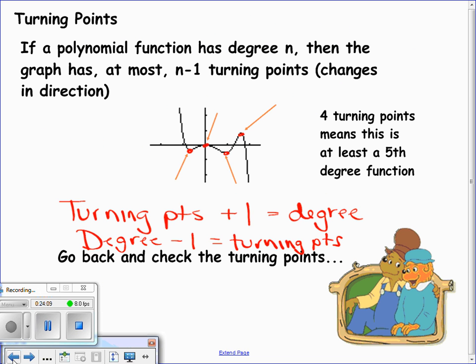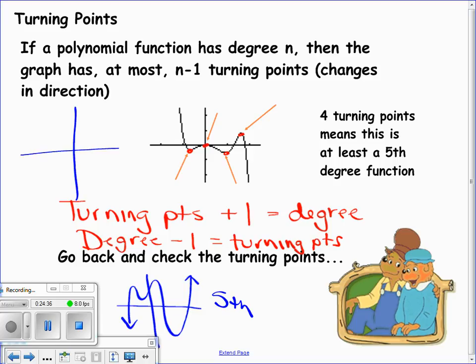All right, real quick, before we get to that. Let's say I might give you a graph, and I give you that. What degree is that? How many turning points? 1, 2, 3, 4. Turning points plus 1 is degree. This is a 5th. Isn't that fun? So 1, 2, 3, 4, 5, 6, 7 plus 1. This is an 8th degree.